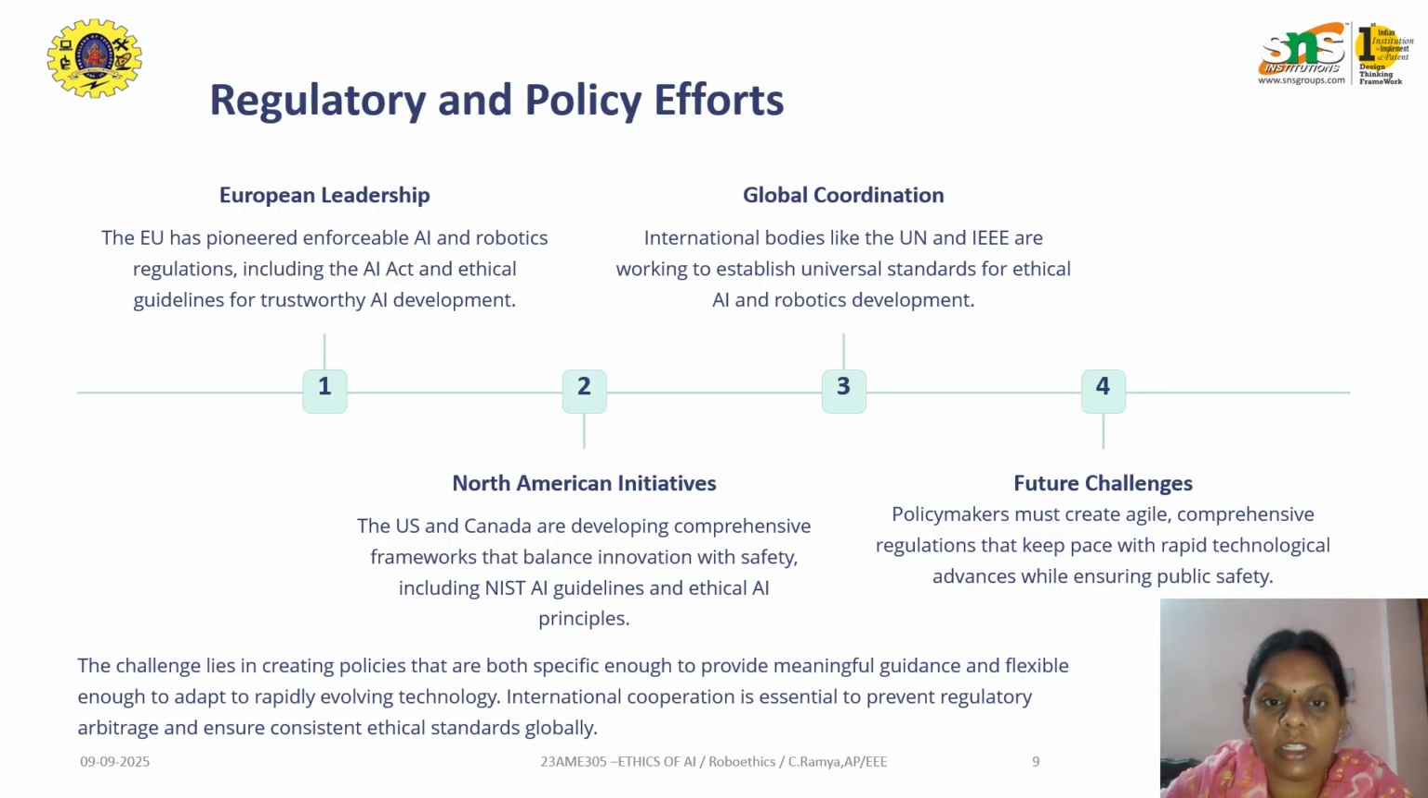Next are regulations and policies. Globally, there is the question of how AI and robotics are being regulated. The European Union is leading with its AI Act and has certain ethical guidance, and North America has frameworks like the NIST AI guidance. Certain international bodies like the UN and IEEE are also working to develop universal standards. The challenge is balancing innovation with safety.